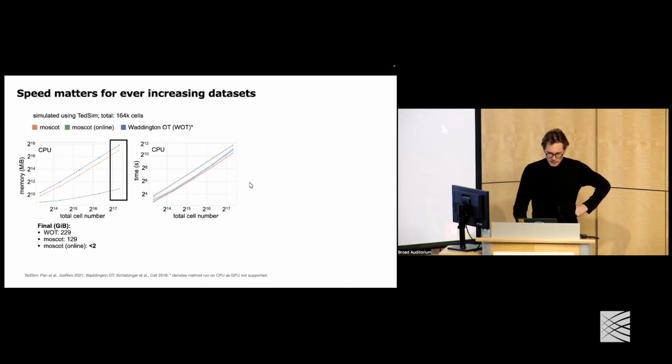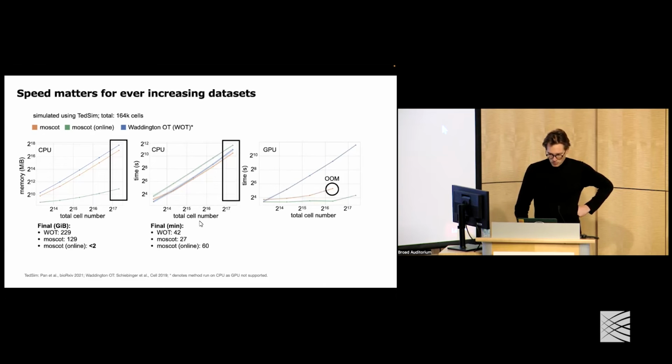We then checked time on the CPU. All the methods are relatively similar there. Online evaluation is a little bit slower on the CPU. On the GPU, though, we saw that if you just run Moscot on the GPU without online memory evaluation, you hit out of memory relatively soon because it has this quadratic memory complexity. If you use the online method, though, you can really go to large cell numbers.